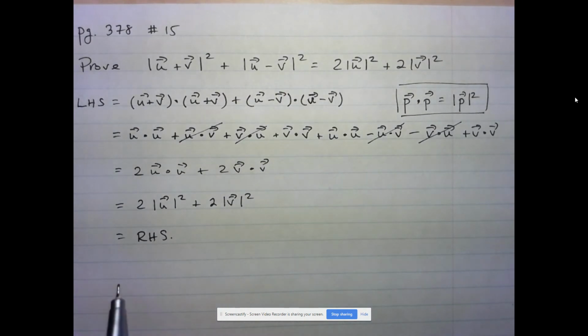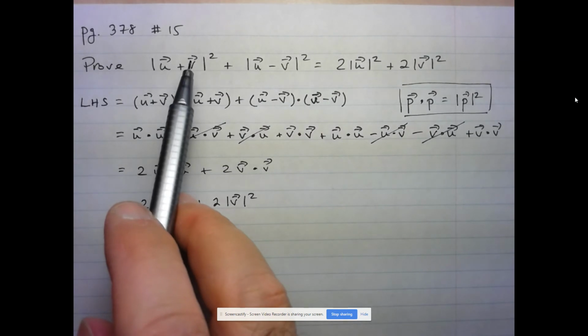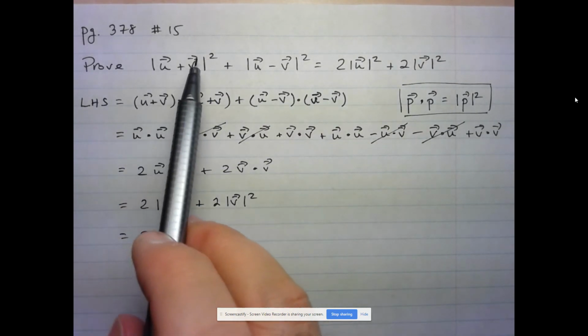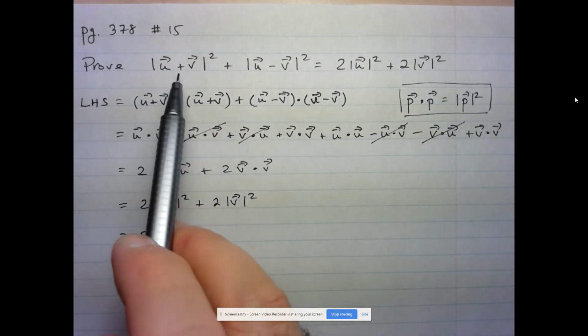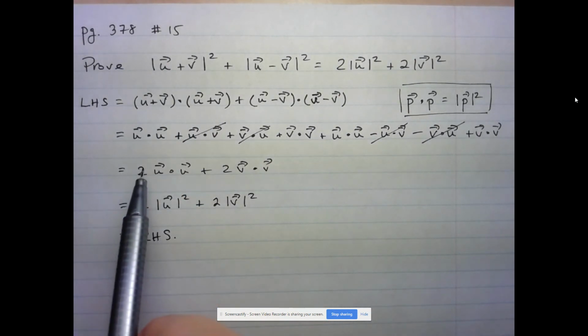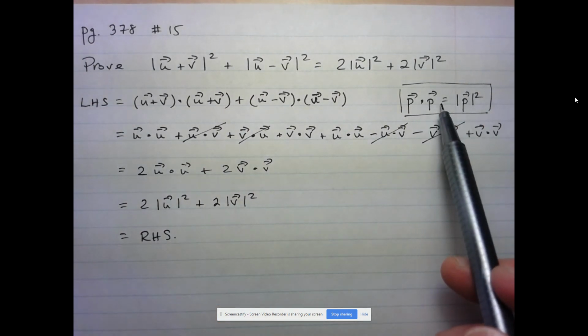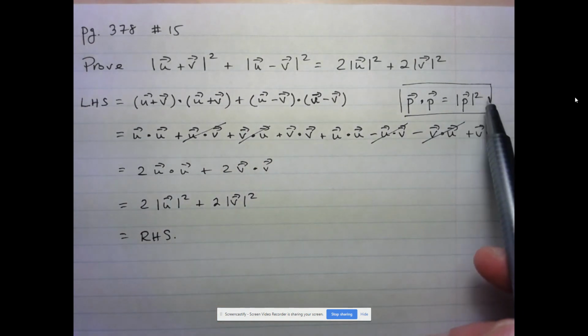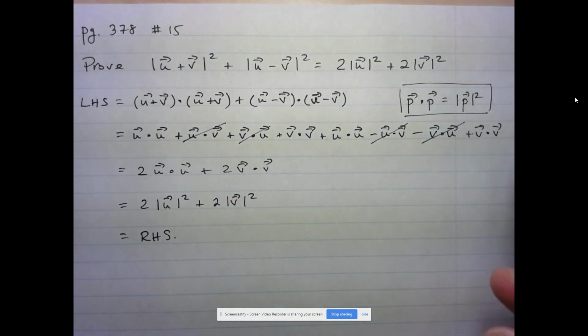So just to recap here, this is one of those properties that you're going to want to keep in mind. If you have the magnitude of a vector squared, it can be rewritten as the vector dotted with itself. Or of course, the other way around, if you dot a vector with itself, it's equal to the magnitude squared. So in other words, this is one of those important properties that you're going to want to know. Okay, that's it for this one.